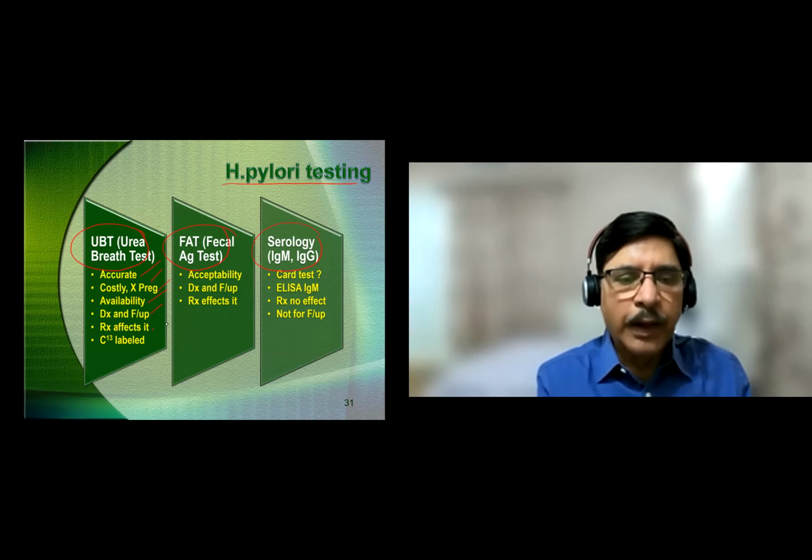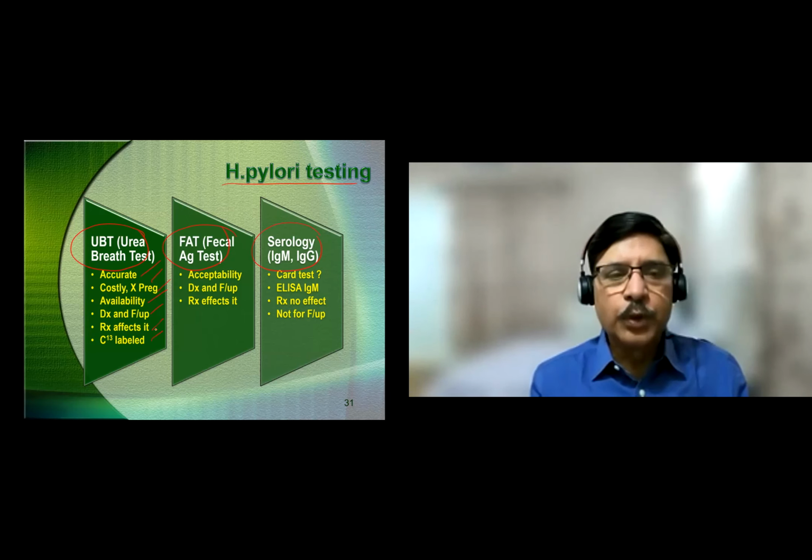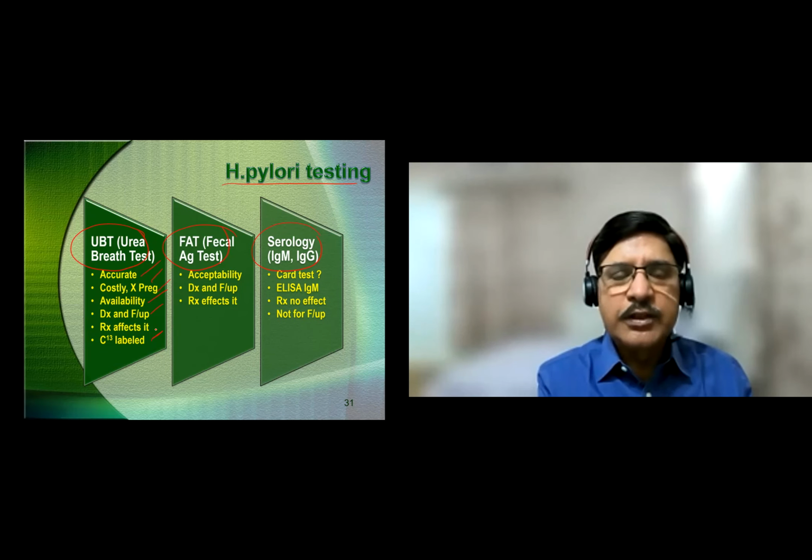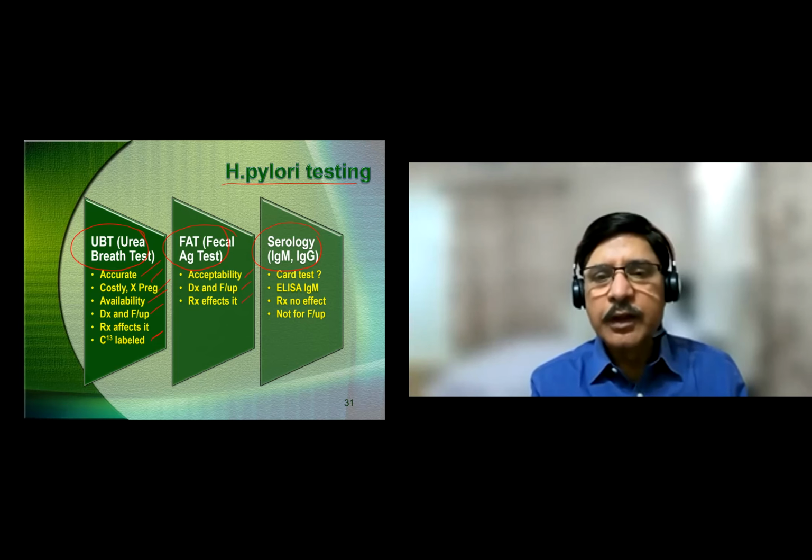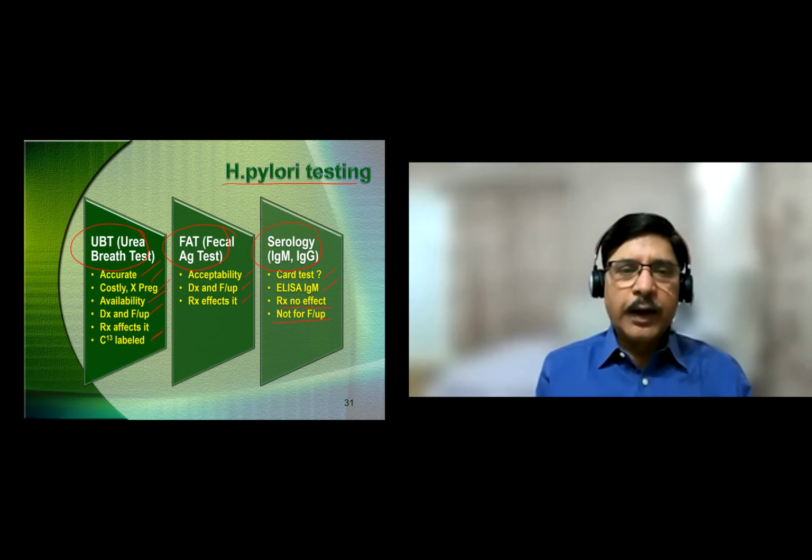A C13 labeled isotope is used in the urea breath test. I will describe that. The fecal antigen test is very simple. Give the stool sample and then test for the antigen. It is acceptable, used to diagnose and follow up, and treatment affects it. Whereas serology, CORD test, and ELISA are not for follow-up and treatment has no effect; they are only for the diagnosis.